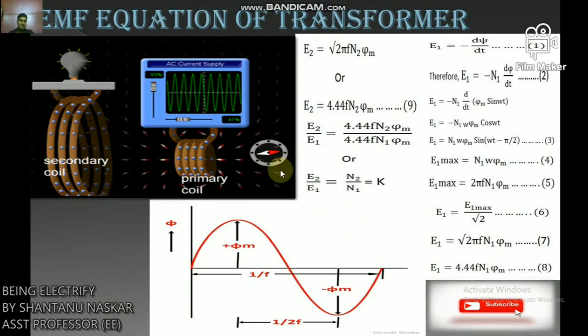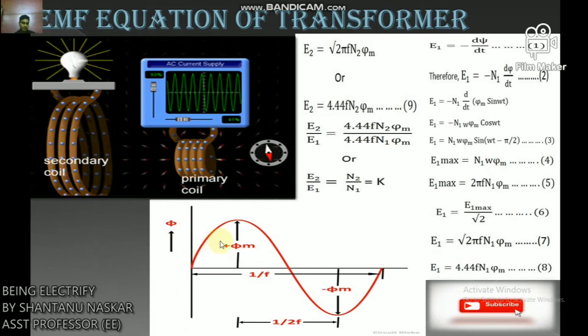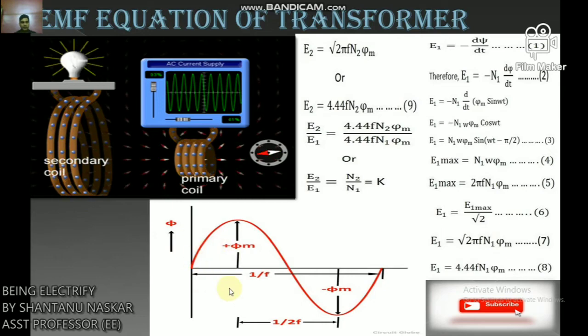Now we will discuss the EMF equation of a transformer. When a sinusoidal voltage is applied to the primary winding of a transformer, an alternating flux phi m is set up in the iron core of the transformer. The sinusoidal flux links with both the primary and secondary windings. The function of flux is a sine function. You can see it from this figure.